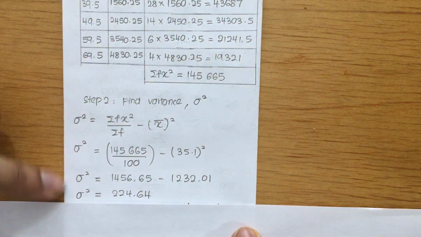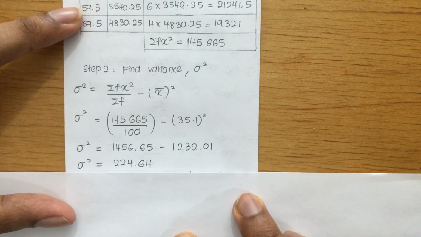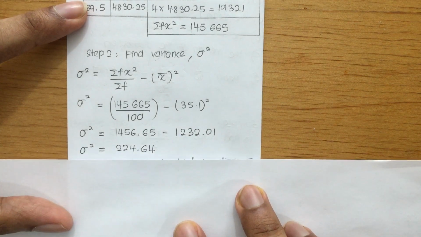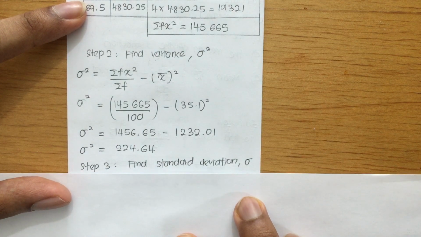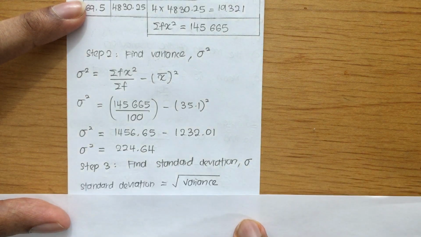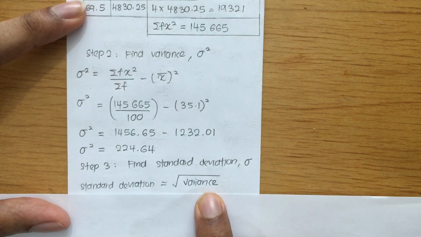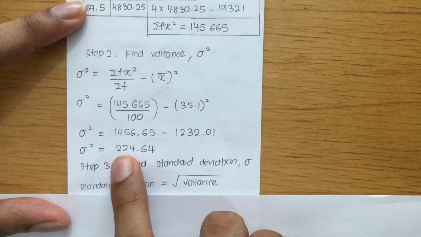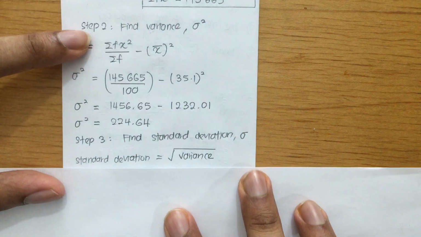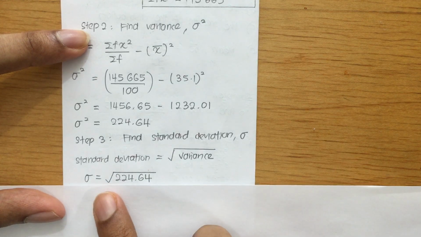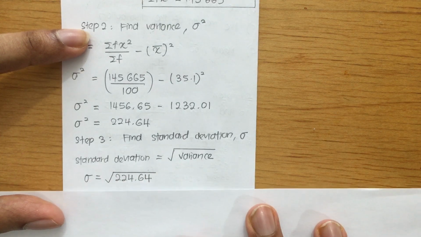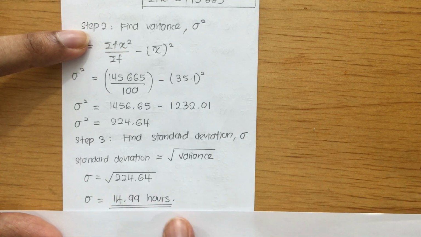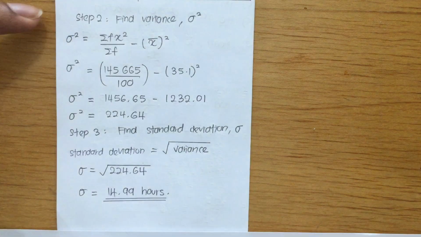Okay, once you have found the variance, finding your standard deviation is very simple, guys. We're going to proceed with step 3. Step 3, find the standard deviation sigma. Standard deviation is just the square root of your variance. We have already found the variance over here, so we just need to square root 224.64. So sigma equals square root of 224.64. You should get your answer is 14.99 hours approximately, guys.